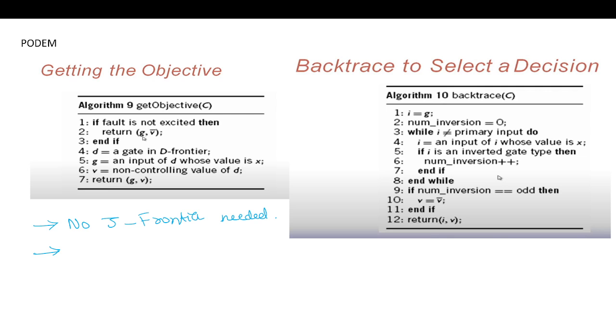So the decision, instead of J frontier, is selected using a process called backtrace, and we have some objectives. So we backtrace from the current objective. So again, we will see this algorithm using one example.